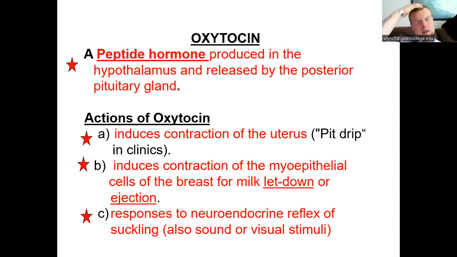And number three is going to sense a response to the neuroendocrine reflex, which is going to be the reflex for the suckling of the child. All right. So it's going to respond to that neuroendocrine reflex, which is going to stimulate the milk to be let down, which is going to allow for breastfeeding.